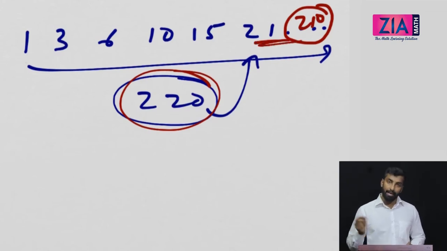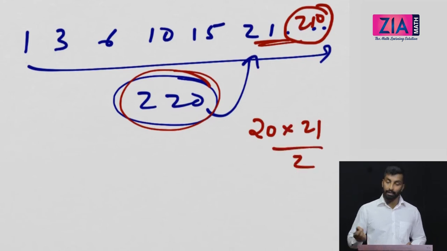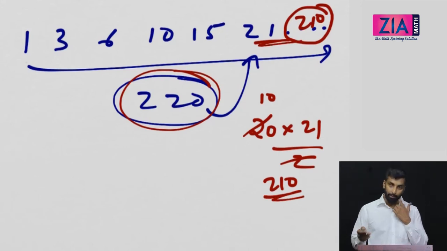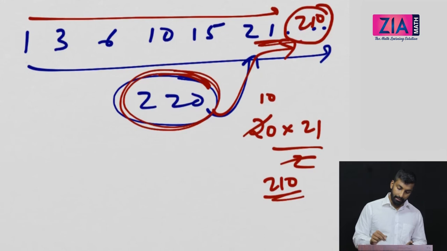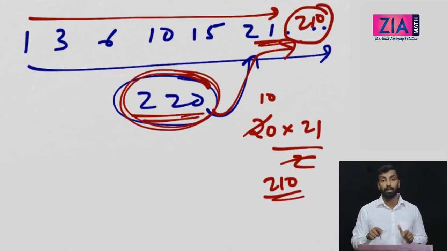That means if the book has 20 pages, 20 pages means 20 into 21 by 2, so this is nothing but 210. If the book has 20 pages, you are supposed to get 210, but he counted the 10th page again and he got 220. That's how you need to solve. You need to find the sigma n number, that means the number which comes in this series on the lower side of 220. Why on the lower side? Because you are double counting.